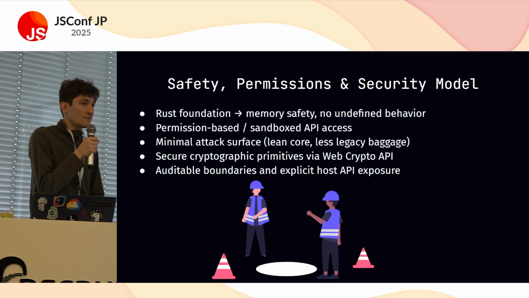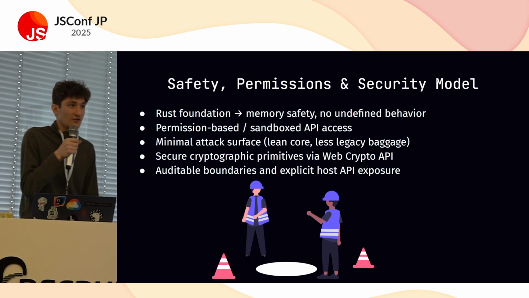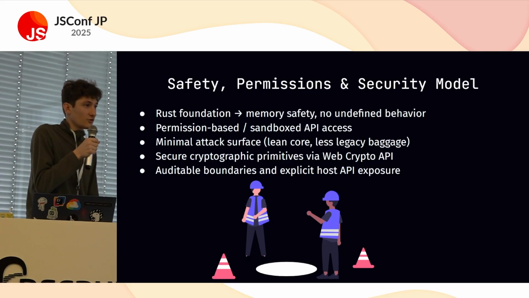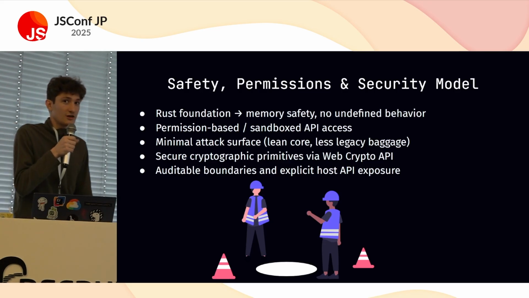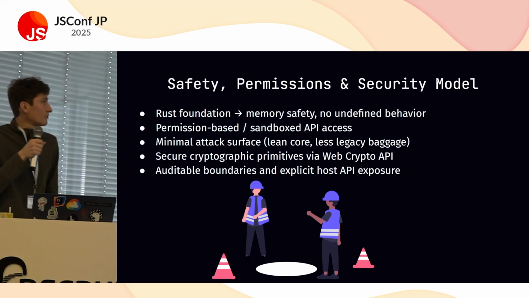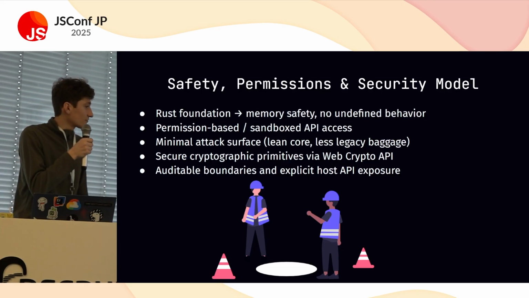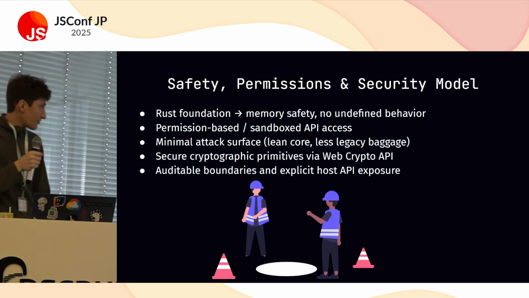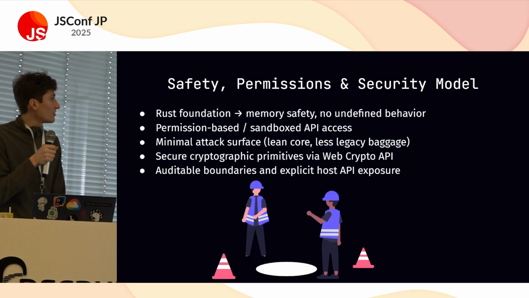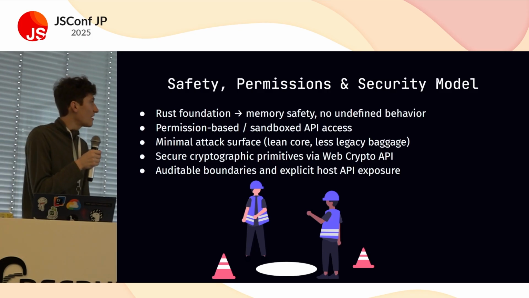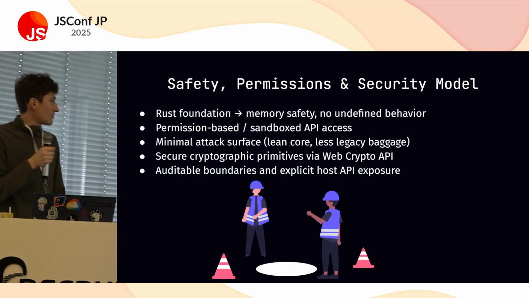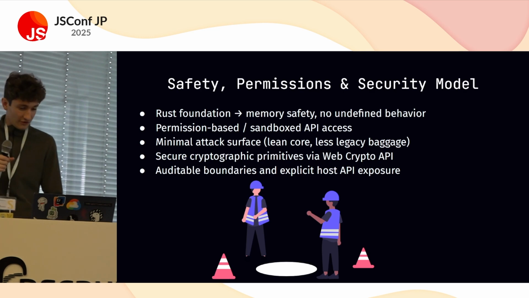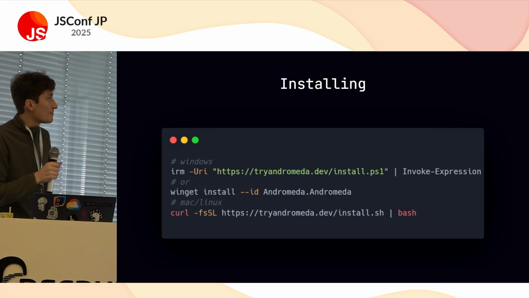So there's just a minimal attack surface. Having a lot fewer legacy APIs benefits us in that it's harder to exploit. You have more control over which specific APIs are enabled. The fewer APIs, the easier it is to monitor. So also there are secure cryptographic primitives using the Web Crypto API, fully based on the web standard for that. And then there are auditable boundaries with explicit host API exposure.